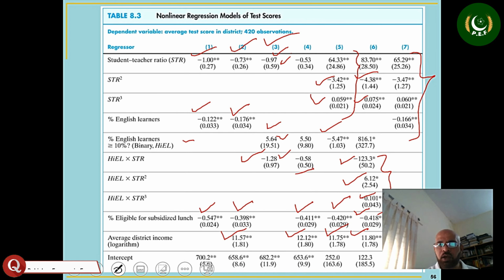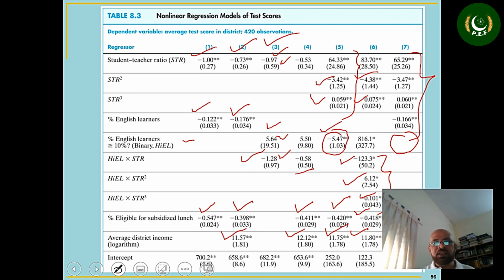In the final model 7, we have those variables which are significant only. We have the cubic in model 5 and model 7. The only difference is that here in model 5 we have included percentage English learners, and in model 7 we have not included percentage English learners. So we'll see these two cubic models and we'll see what's the difference between 5 and 7.